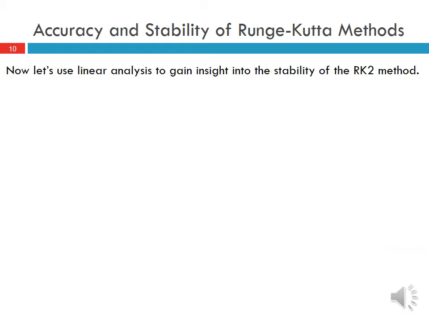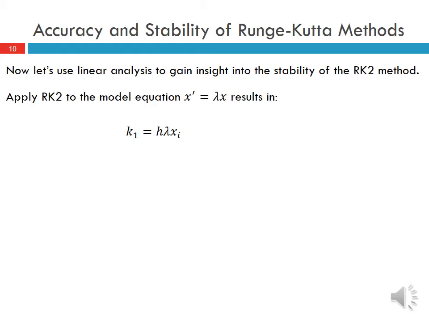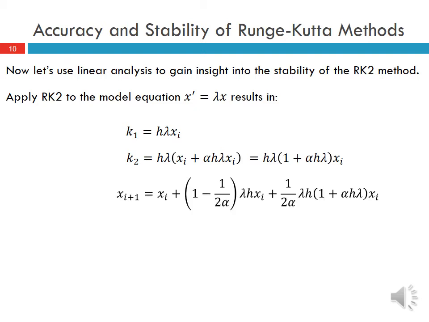So now we can use our linear analysis to gain some insight into the stability of the RK2 method. Let's apply the RK2 method to the model equation x prime equals lambda x. We get k1 is equal to h lambda x_i, k2 is equal to h lambda times (x_i plus alpha h lambda x_i), which we can expand out here. So we have h lambda times (1 plus alpha h lambda) x_i. And then x_{i+1} is given as shown here.